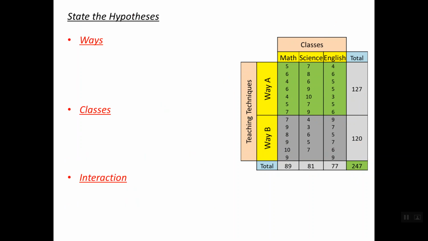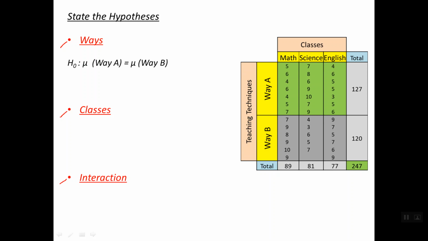First of all, let's state the hypothesis for this question. As we know, for the two-way ANOVA, we have three sets of hypotheses. The first one is for the first factor, which is the ways, while the second one is for the second factor, which is the classes, and the third one is for the interaction between the two factors.